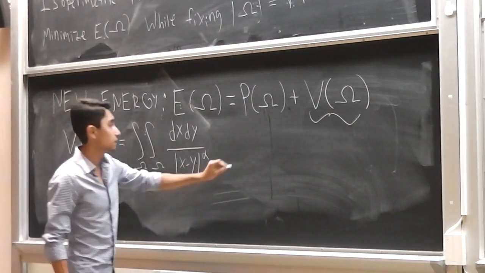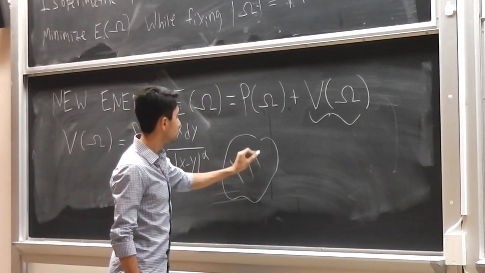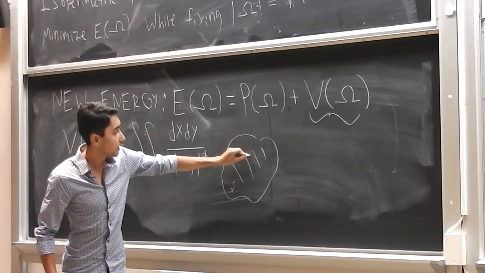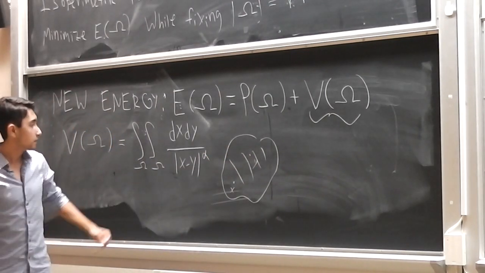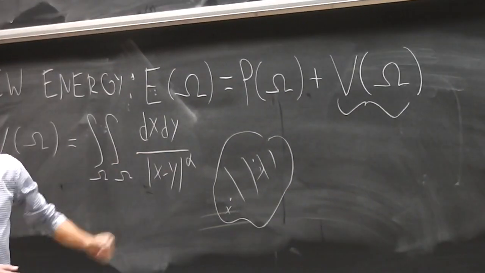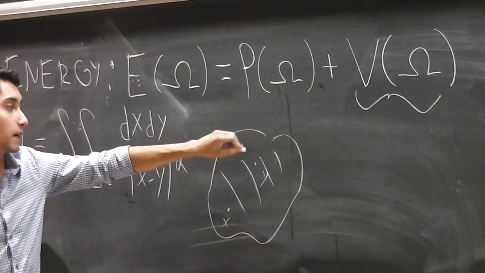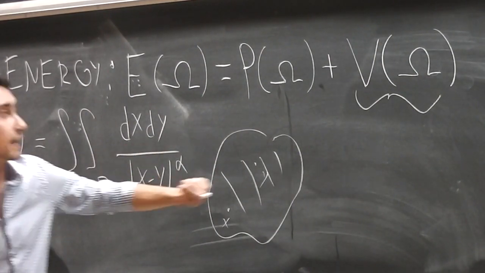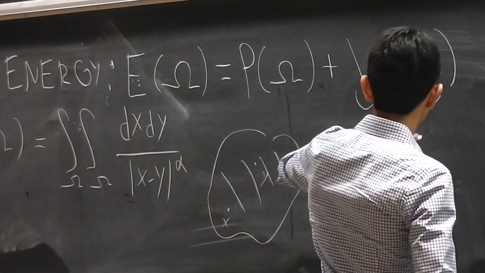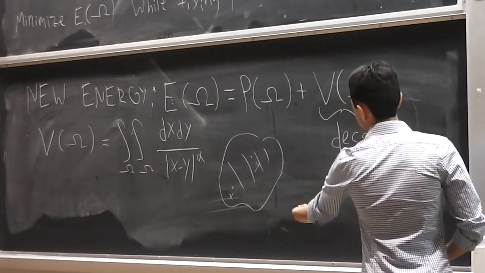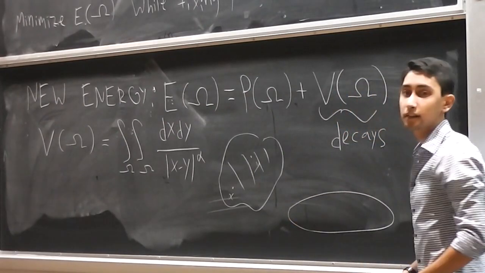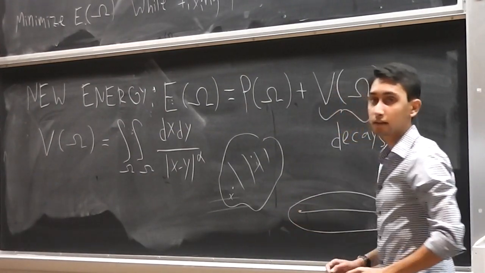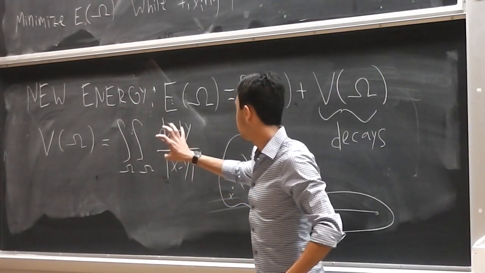So say this is omega. We have this region in the plane, and we're picking x and y in omega, and evaluating 1 over the distance raised to some power. Then we're doing that for x and y ranging in that region. You can see that this decays with distance. What I mean is, if you look at a long set like this, the points are in general more far apart, so the integrand here is going to be smaller.